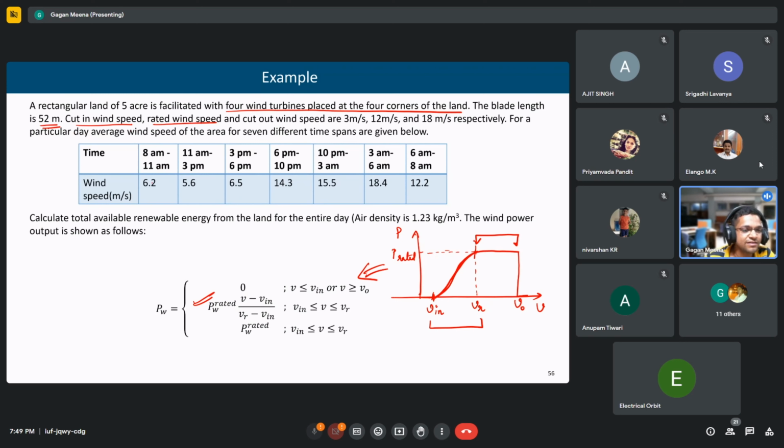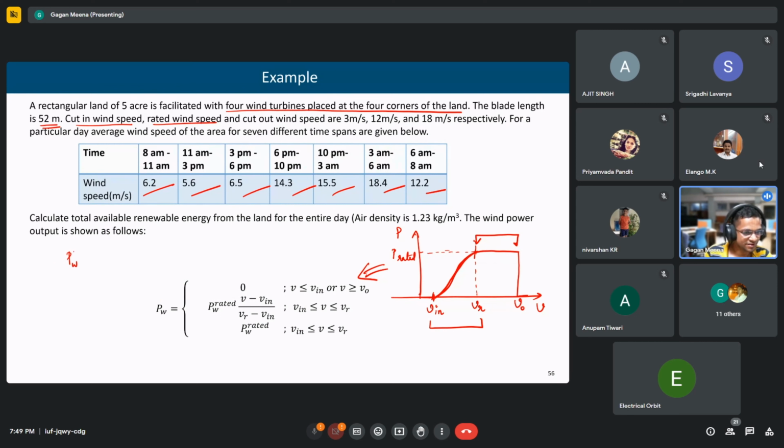So we are given that for each time span there are how many blocks? There are 7 blocks of time. For each of them, average wind speed is given. And now we want to calculate the available renewable energy from the land. So can anyone of you tell me how can we proceed with this question? What should we do? You can tell me steps. What will be the first step? Then what should be the second step?